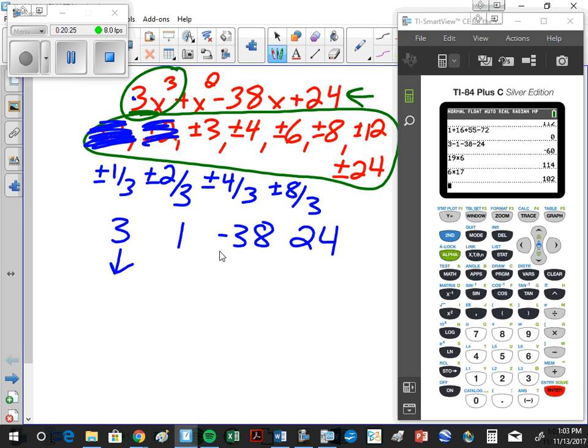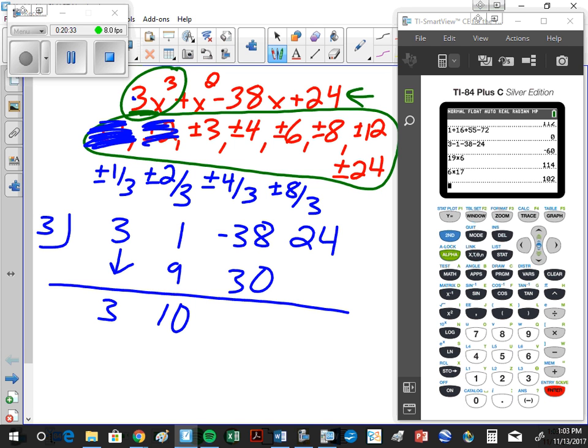How about 3? 9, 10, 30, negative 8, negative 24. Got it. So 3 is one of my answers. But once you find 1, the possible remaining answers are much, much smaller. Okay? Of my original lists, which ones can I get rid of? Right. Well, not over 3.